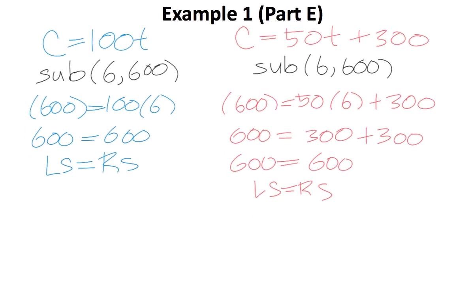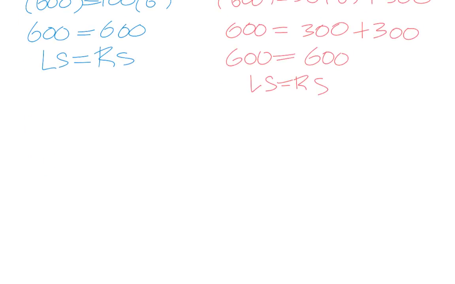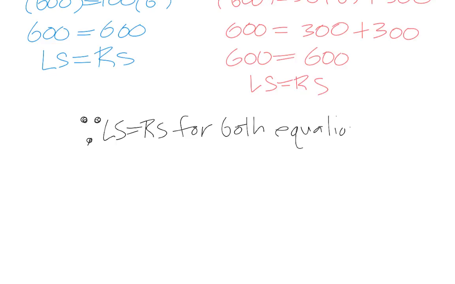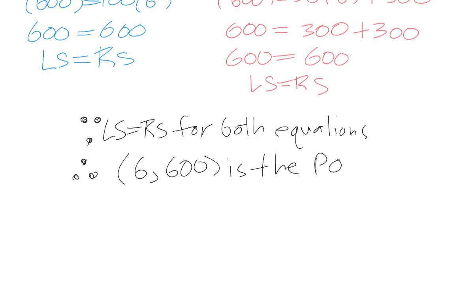A little bit of a concluding sentence here. Since left side equals right side for both equations, therefore (6, 600) is the point of intersection.